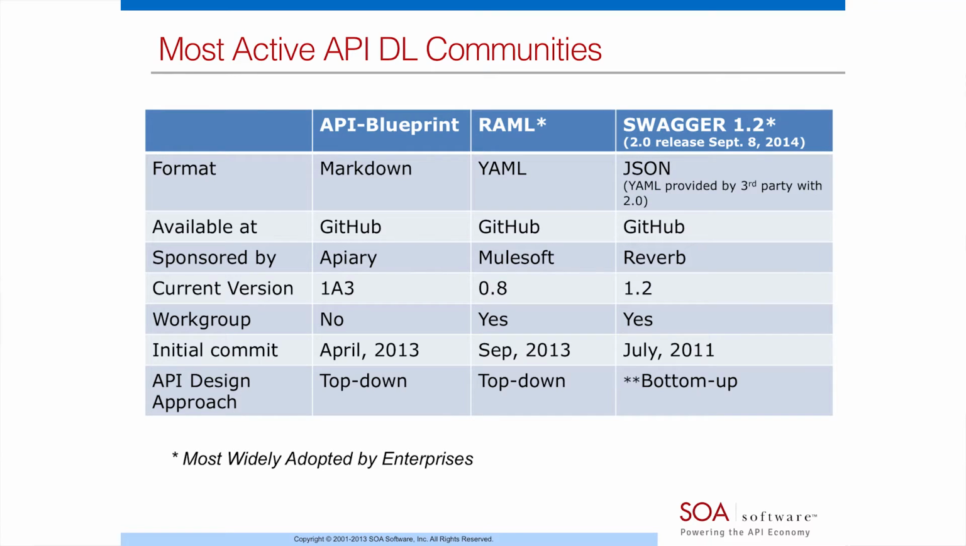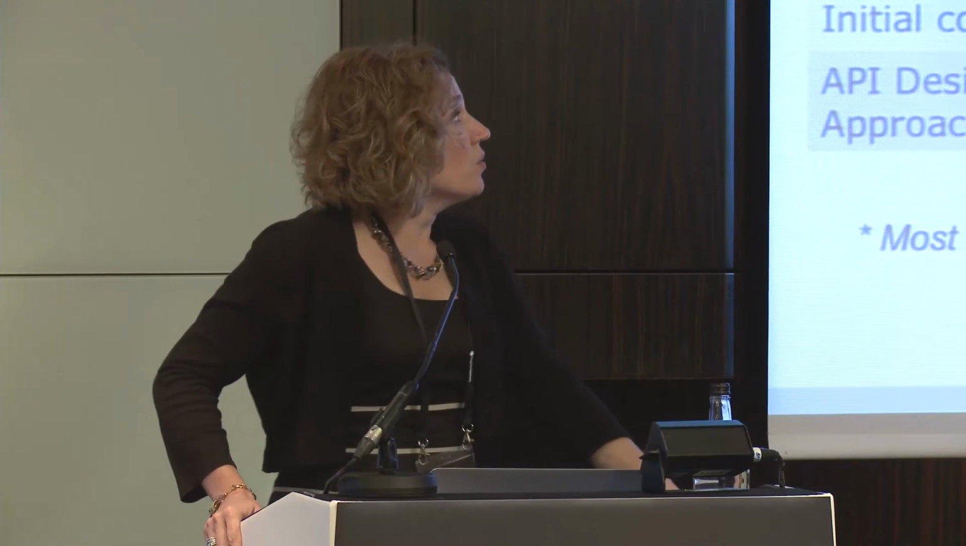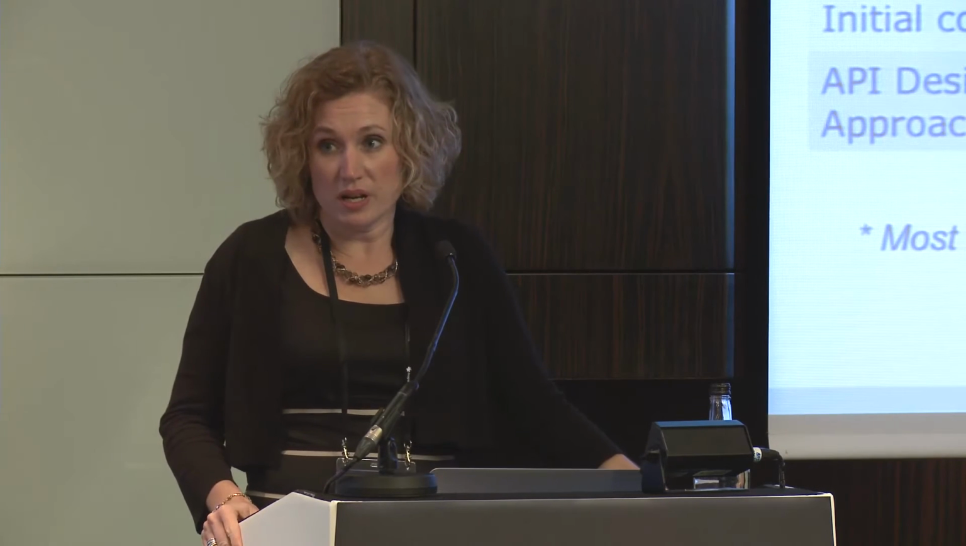So the two that we're going to talk about is RAML, which is YAML based. It's available at GitHub. MuleSoft is the sponsor of it. Its current version is 0.8, and there is a work group of which 3Scale Software is a part. Its initial commit date, it's very young. It's just over a year old, and it is from a top-down design.